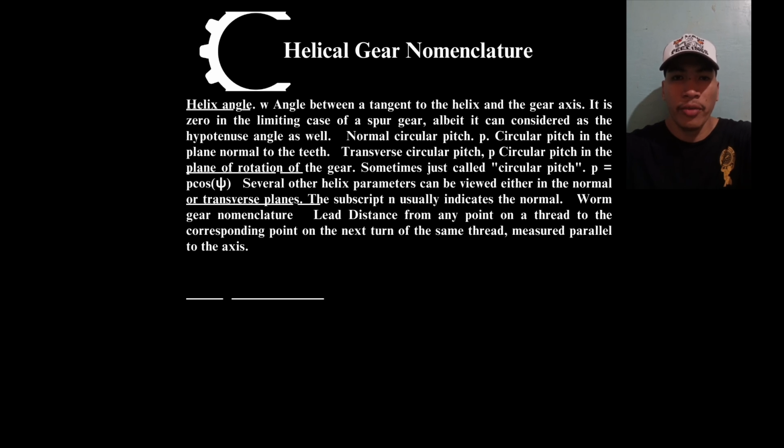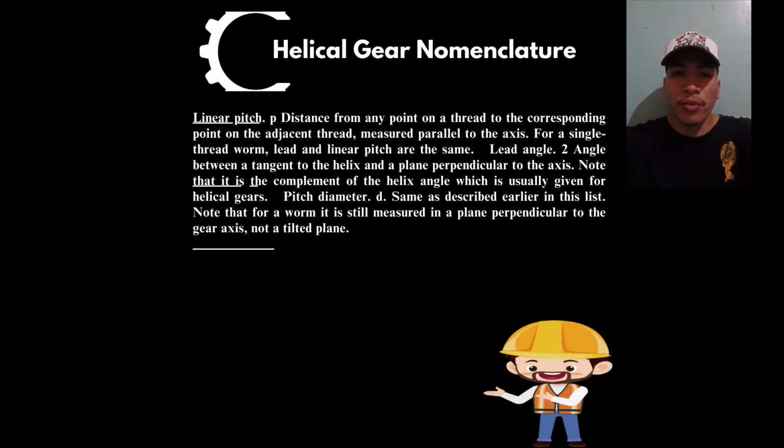Several other helix parameters can be viewed either in the normal or transverse planes. The subscript n usually indicates the normal. Worm gear nomenclature. Lead is the distance from any point on the thread to the corresponding point on the next turn of the same thread, measured parallel to the axis. Linear pitch is the distance from any point on a thread to the corresponding point on the adjacent thread, measured parallel to the axis. For a single thread worm, lead and linear pitch are the same.